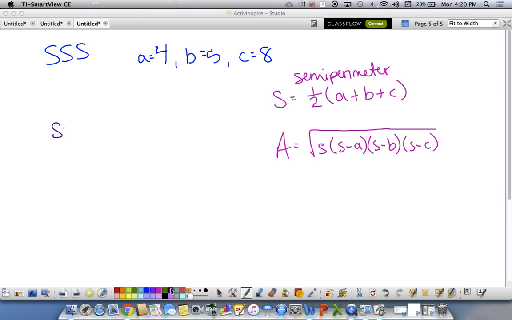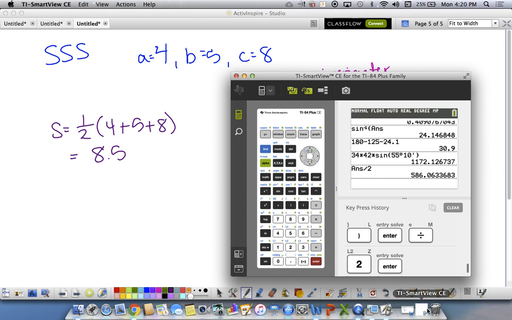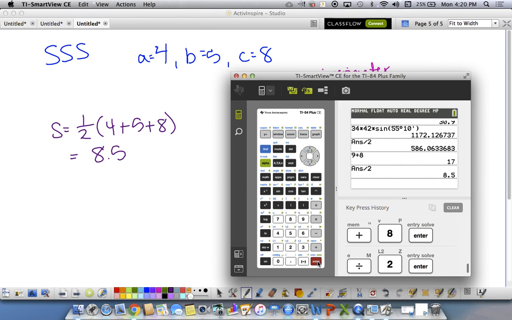So my S equals 1/2 of 4 plus 5 plus 8. I'm pretty sure this is going to be an odd number, so it's going to be a fraction. 9 plus 8 is 17. Half of 17 is 8 1/2. I'm going to check that just because I'm doing math in my head. 4 plus 5 is 9. 9 plus 8 is 17. 17 divided by 2 is 8 1/2. Okay, at least I'm not too crazy.